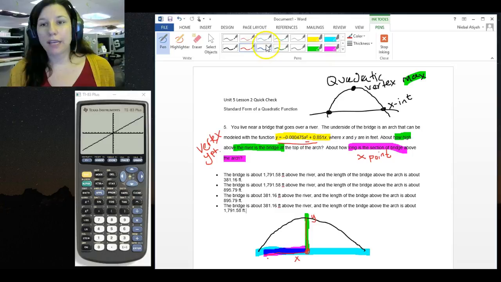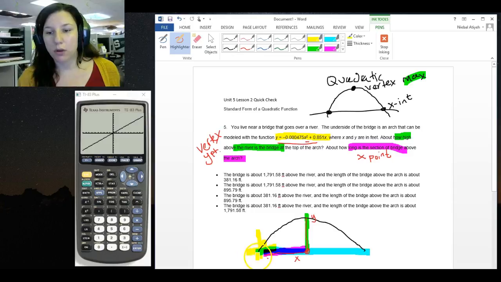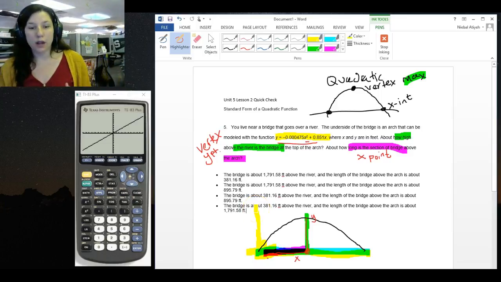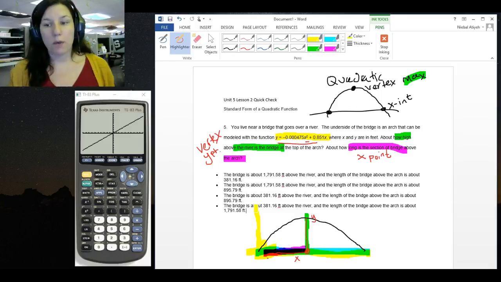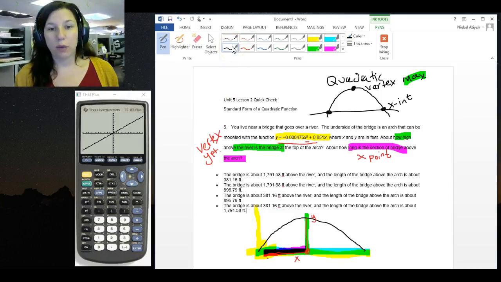Our window right now, your calculator is zoomed in on just this spot here. And if you just look at this part of the line, it looks like a straight line. What we need to do is expand our window to include more of the x's and more of the y's. This is where the work you did about domain and range helps you out. So I want to specify and change that window.